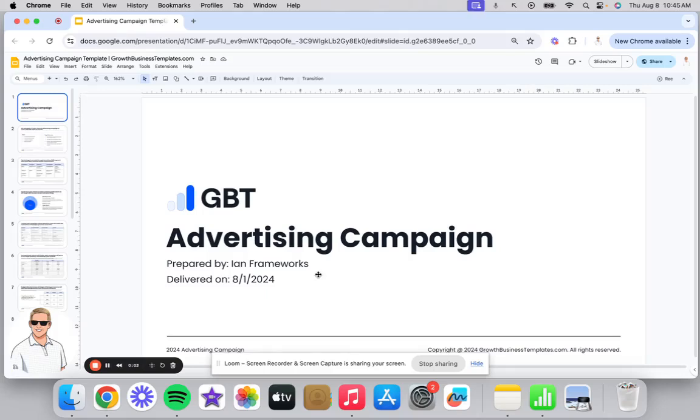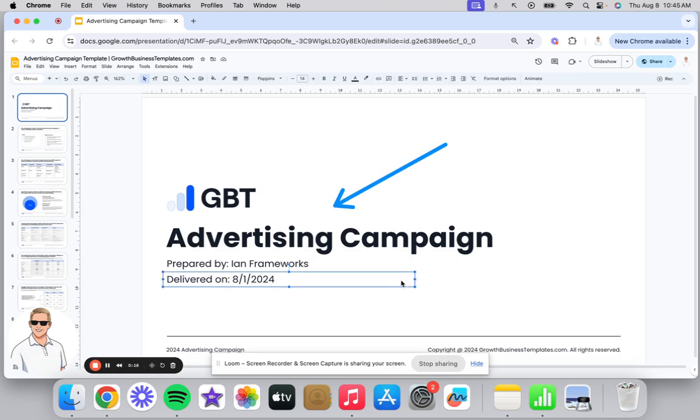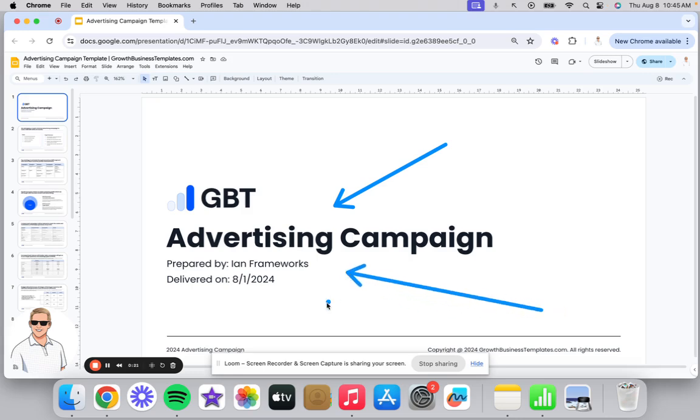The next time that your CEO or your CMO asks you to build out an advertising campaign, maybe it's for a new product launch or you're targeting a new market segment, I want this campaign template to be your go-to so that you can collect your ideas, put them in a presentation, and then share them internally to key stakeholders so that people sign off on those and you get the necessary resources to launch that campaign.